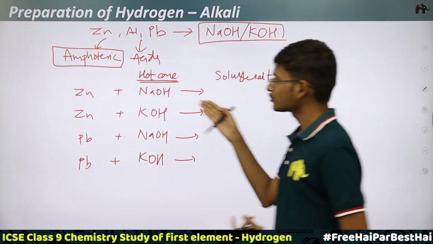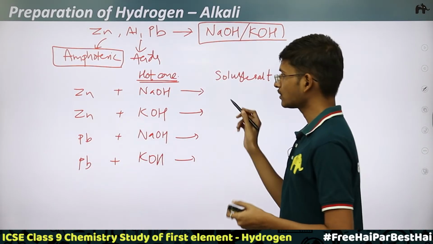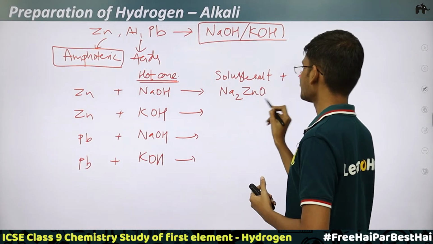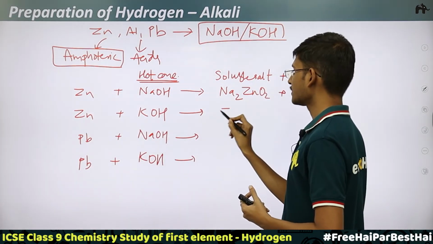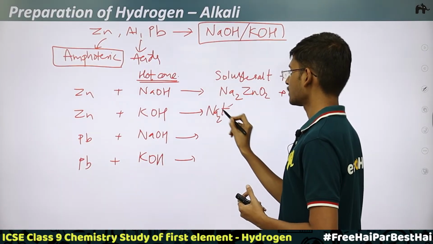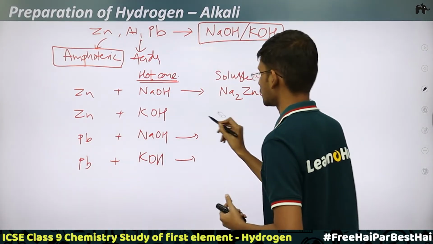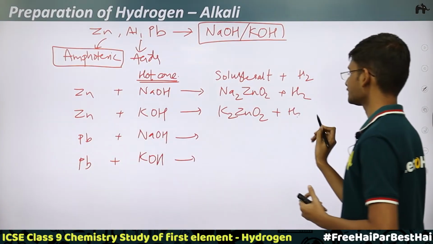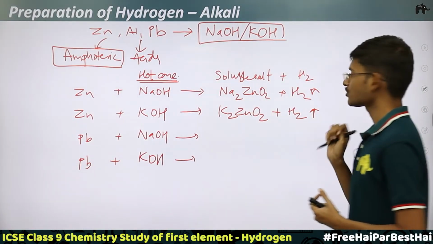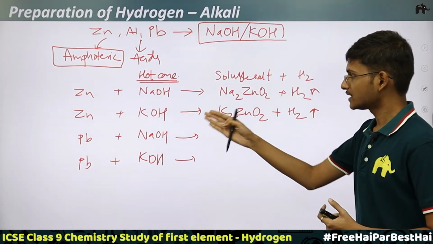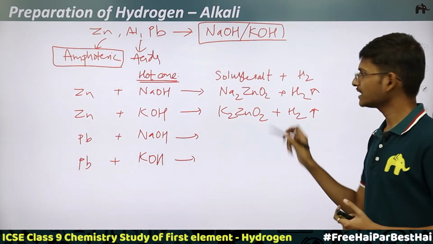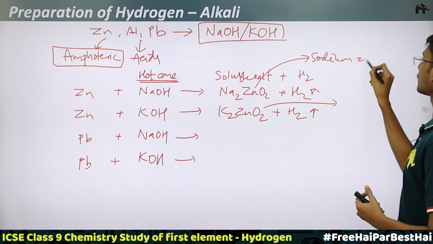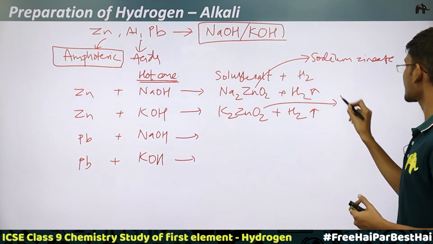Now which soluble salt is formed here? In case of zinc and sodium hydroxide or caustic soda, hot concentrated sodium hydroxide, we get sodium zincate, Na2ZnO2, and hydrogen gas. Here, sorry, it would be K2ZnO2 and hydrogen gas would be released. So Na2ZnO2 and hydrogen gas. And then for zinc and potassium hydroxide, it is K2ZnO2 and hydrogen gas. And this Na2ZnO2 is called sodium zincate. And K2ZnO2 is called potassium zincate.